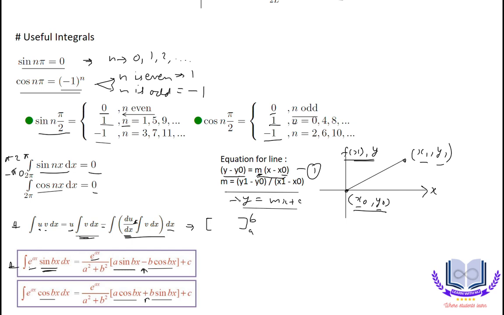For that equation you have to calculate the Fourier series. Okay, so I hope you all understand, and you also learned how these simple useful integrals help you to solve some numericals.